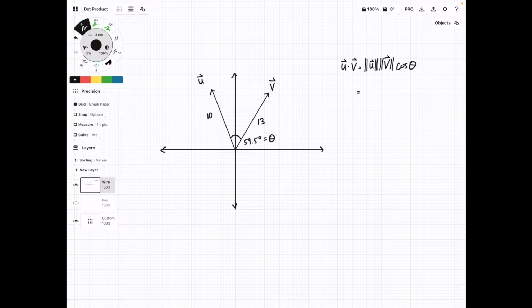Here, the absolute value or the magnitude of u is 10. We're given that. So this is going to be 10. And then the magnitude of v is 13. So we can just plug this in. And then finally, we have the angle between the two vectors, which is 59.5 degrees. So when we plug this into a calculator, we get that u dot v is equal to 65.98.